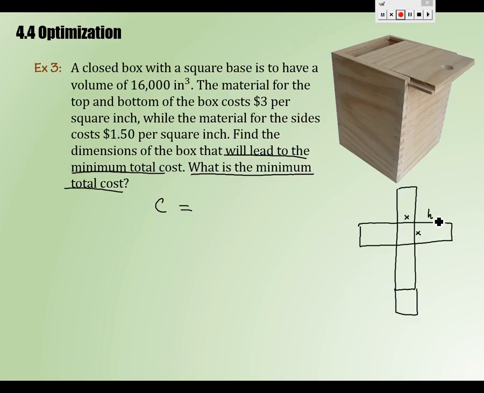Okay, and then can you talk to me about the areas in that picture? Next discussion is maybe areas. So the area of this square is x squared, and so is this one. And the area of the others are all xh.